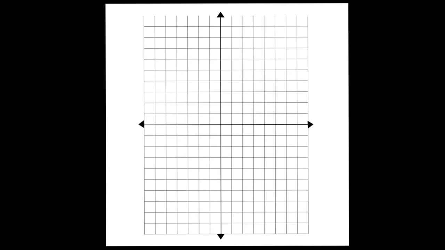Let's try another point. You can see that this one lines up with -1, -2, -3, -4 on the x-axis and -1, -2, -3, -4, -5 on the y-axis. So the coordinates are (-4, -5). So what's all this useful for? Well, it can be useful for all kinds of practical things.